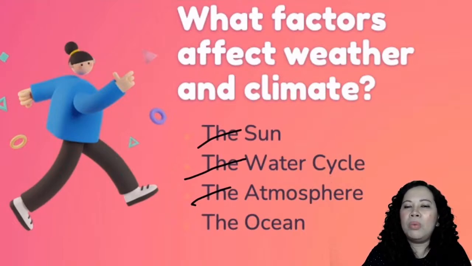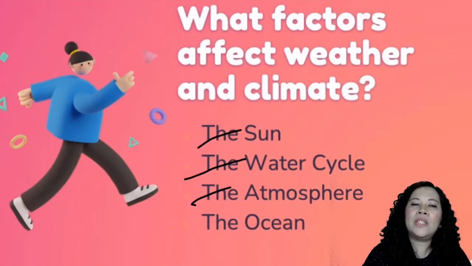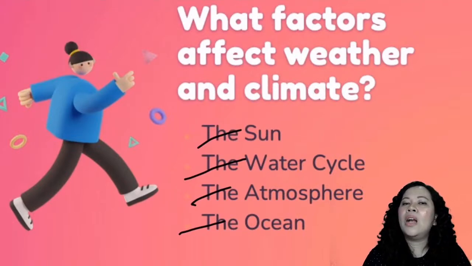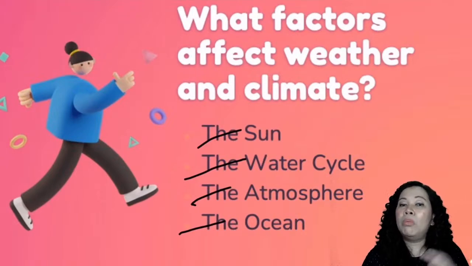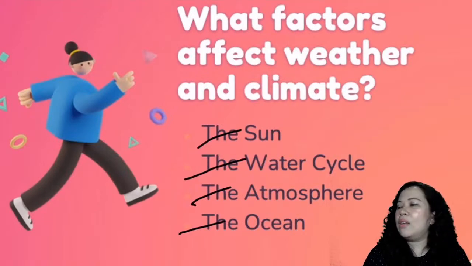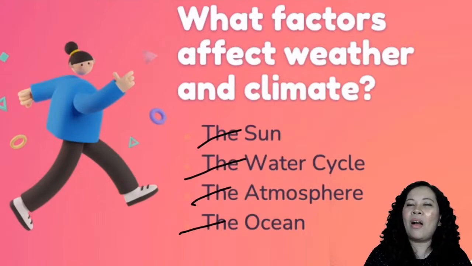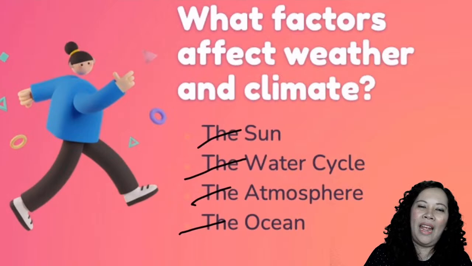We also have global warming and climate change. That is because of the changes in our atmosphere as well. And of course, the last one would be the ocean. The ocean is also a factor that affects our weather and climate. That is because of the cold front and warm front, where the wind would be blowing, going to the land or against it. Okay, so those are the different factors that affect weather and climate.